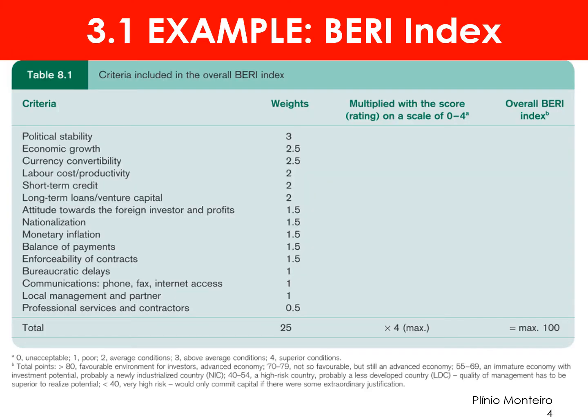BERI index is an index created by a consulting company, and they have many different specialists that will make the analysis of all countries in the world in all these dimensions in this table. So basically we have the first dimension is political stability, the second is economic growth, and so on. And each of these factors will have a weight to calculate the index. And political stability will have an importance of 3, economic growth 2.5, and so on.